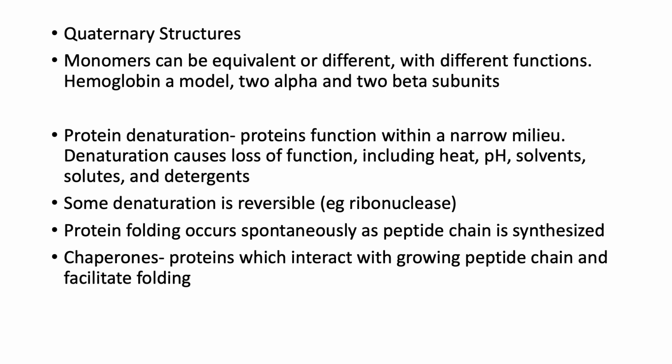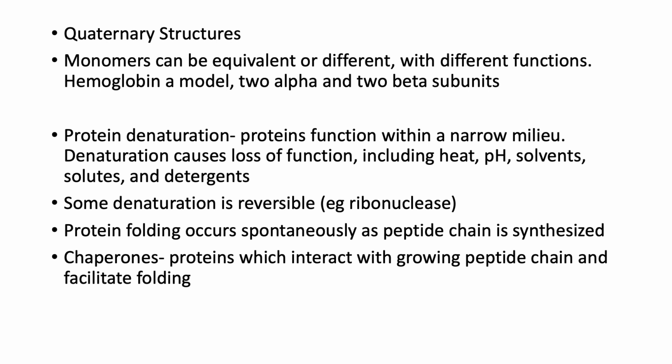For protein denaturation, there's a narrow milieu of solvents, heat, pH, solutes, and that can occur, and then you can get the denaturation. And what causes denaturation? Those would include heat, pH, solvents, solutes, and detergents. Some denaturation is reversible. Ribonuclease, for example, is an example of an enzyme that, by definition, degrades ribonucleic acid.